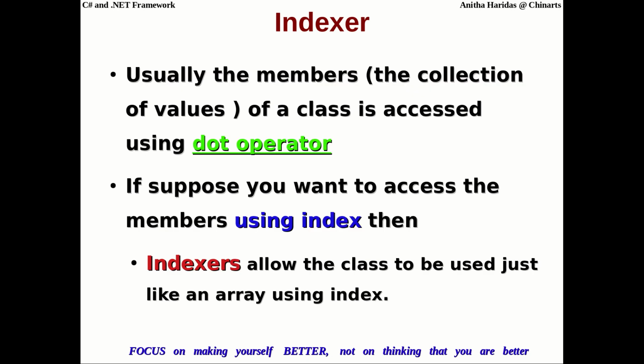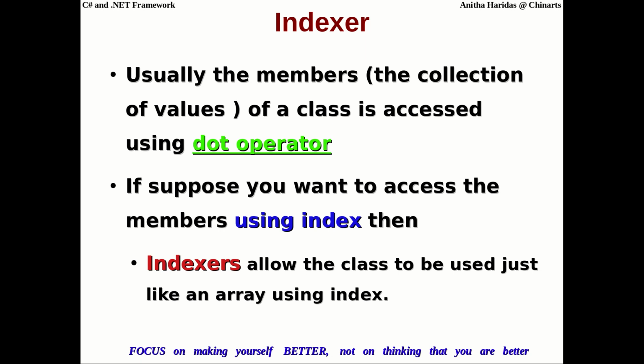When you take a class definition in C#, when I say members, it is the collection of values inside that particular class. So the members of a class will be accessed using a dot operator. We have seen lots of examples. If you have a data member A, you will refer it as object name dot A. So dot operator is generally used to access the members.